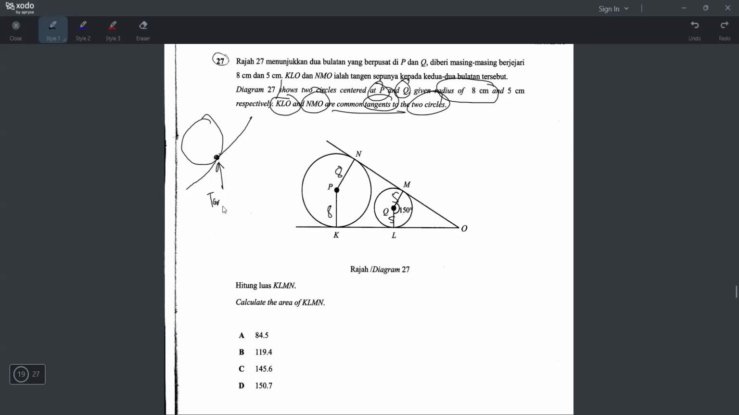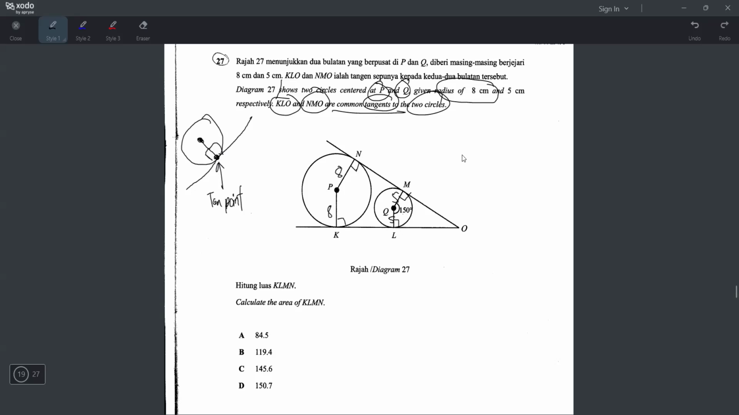Then this one, we call it the tangent point, right? And you need to know what's so special about the tangent point. When you draw from the center to the tangent point, you will always get 90. So that means this is the center, right? So draw to the tangent point, 90, 90. Here also, 90, 90. Okay.